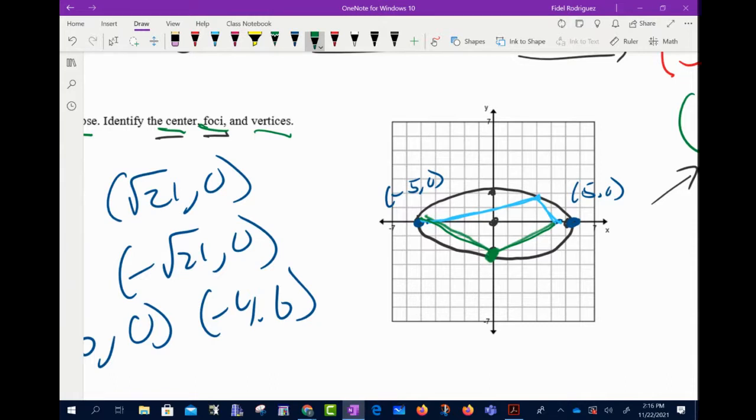And it doesn't matter what points we pick. That's what the definition of an ellipse is, so long as it's on the line. It has to be on the graph, right? Because we're talking about all the points x and y that are on that graph. We can't pick any random point. It has to be on the graph itself. But that's what the definition of an ellipse is. Okay.